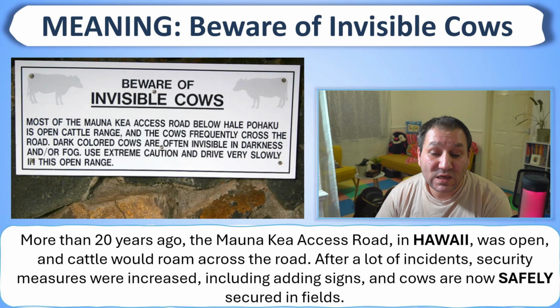More than 20 years ago, the Mauna Kea access road in Hawaii was open and cattle would roam across the road. After a lot of incidents, security measures were increased, including adding signs, and cows are now safely secured in fields. 2.